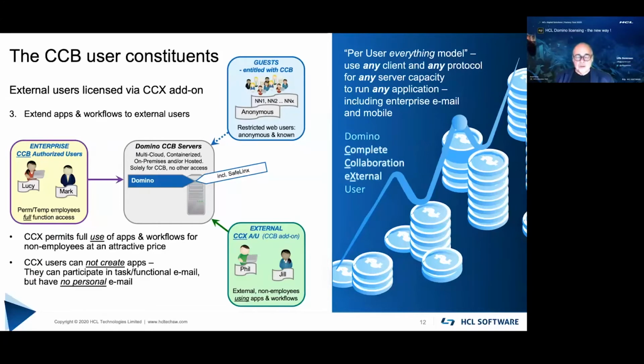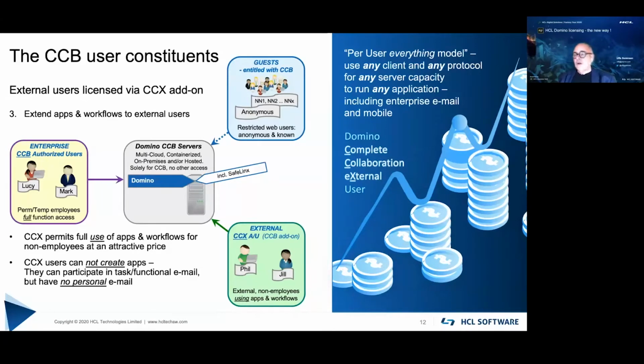So a CCX user can use any application or workflow, but cannot create any application or workflow. And likewise, a CCX user cannot have a personal mail set up on the enterprise system. But I think that's perfectly natural by nature of what you want to do when you reach out to people. They can participate in task or functional mail as appropriate in workflows, but they cannot have their own personal mail accounts.